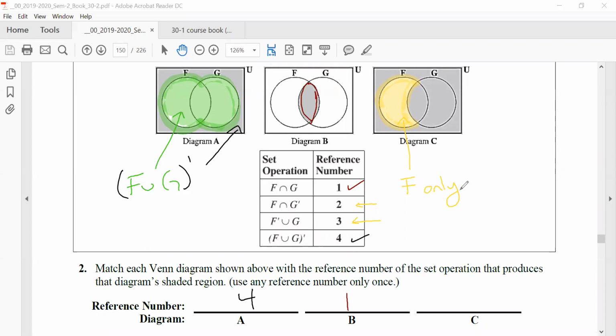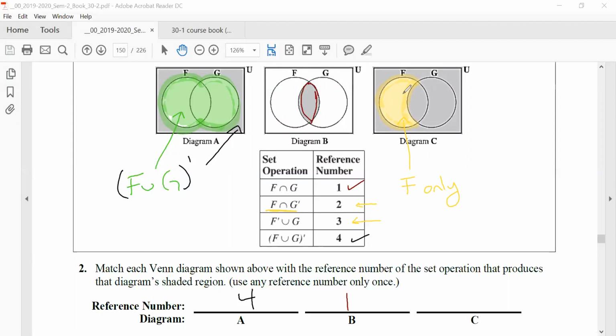And 2 says F intersect not G. F intersect not G. Well, if I went F intersect not G, then guess what? That area that we have highlighted in yellow right now would be covered. So I don't think it's that one. Let's look at the next one.